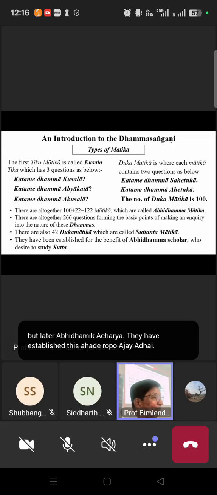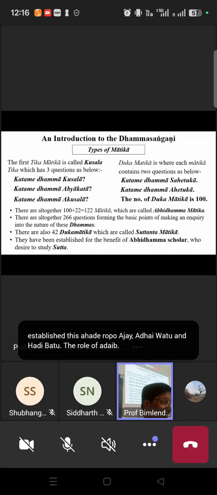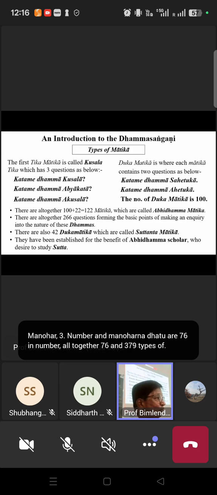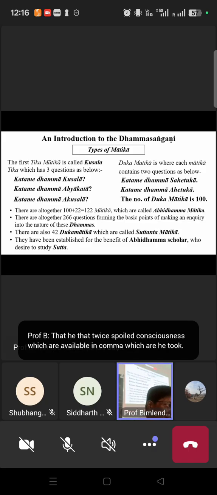But later Abhidhammika Acharyas established this Hadaya Rupa as Hadaya Vatthu. The role of Hadaya Vatthu is that it becomes the base for the arising of the Manodhatu and Manovinnana Dhatu. Manodhatu are 3 in number and Manovinnana Dhatu are 76 in number. Altogether 76 and 3, 79 types of consciousness, and Dvipancavinnana, the twofold five-sense consciousness, which are available in Kamavacara Ahetuka Citta, that is the Kusala and Akusala.